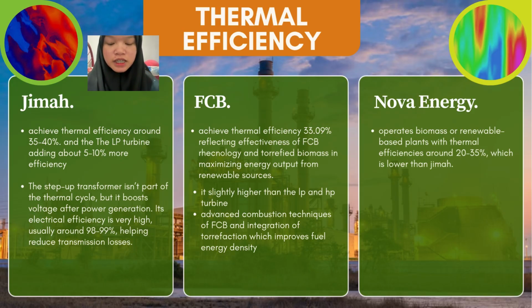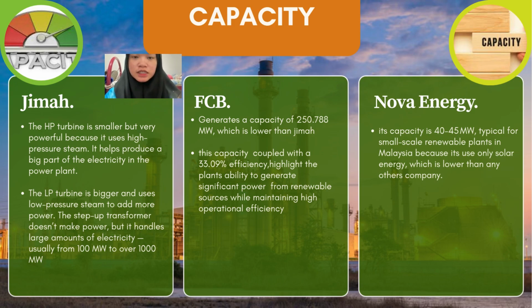For the thermal efficiency, JIMA achieves an efficiency of around 35 to 40%. For FCB, the thermal efficiency that we achieve is 33.09%, lower than JIMA. And Nova Energy achieves an efficiency of around 20 to 35%. For the capacity, JIMA produces about 100 megawatt to 1000 megawatt, while FCB produces about 250.788 megawatt. And Nova Energy only produces about 40 to 45 megawatt, which is lower than FCB and JIMA.